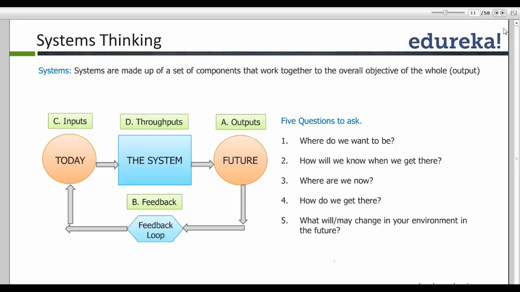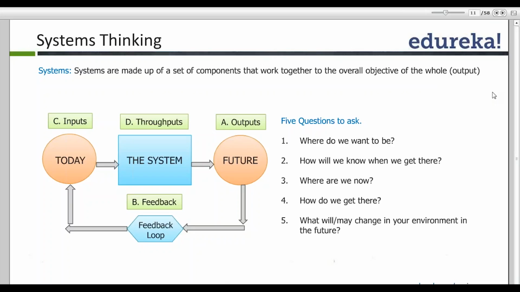Now, systems thinking, that's another way. What systems thinking talks about is a series of systems made of components which work together to achieve the overall objectives. So when we talk about systems thinking, we say that we have various systems, and these systems are made of individual components, and together they work in unison to achieve the overall objectives.